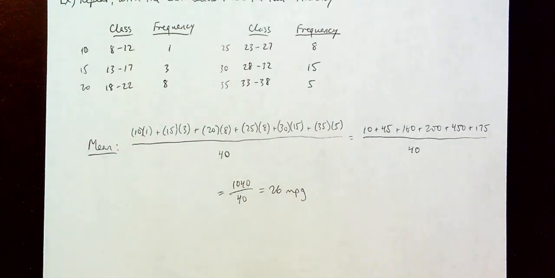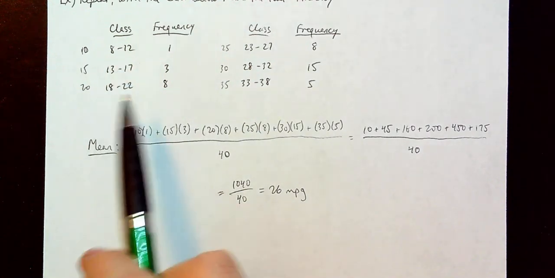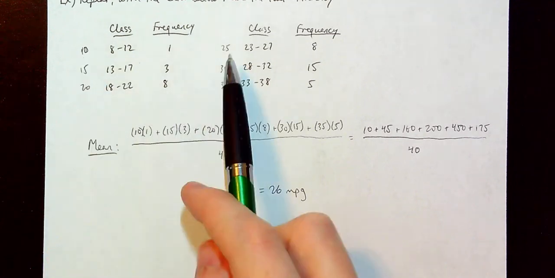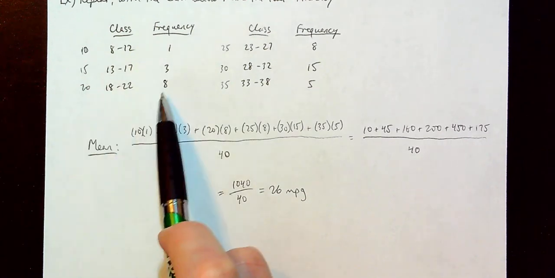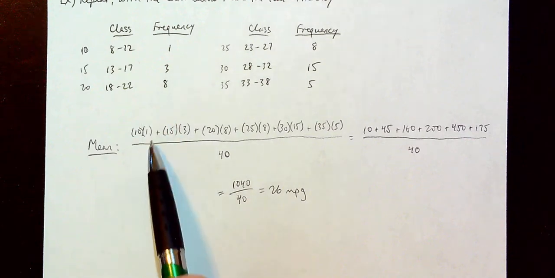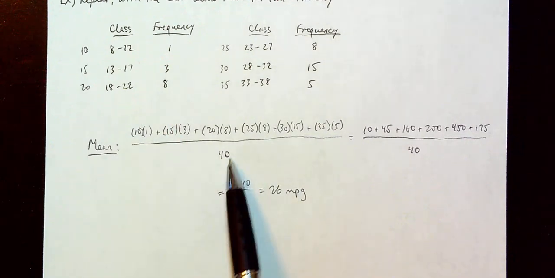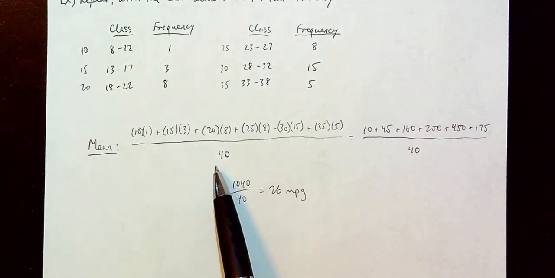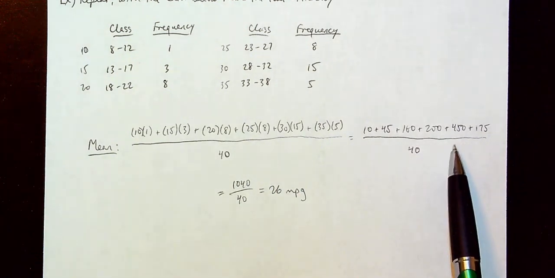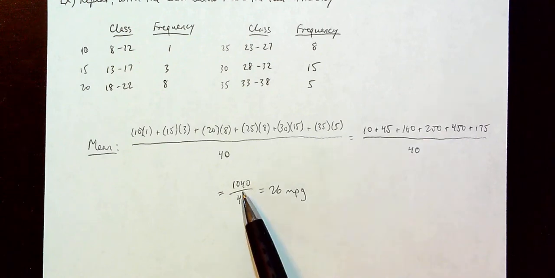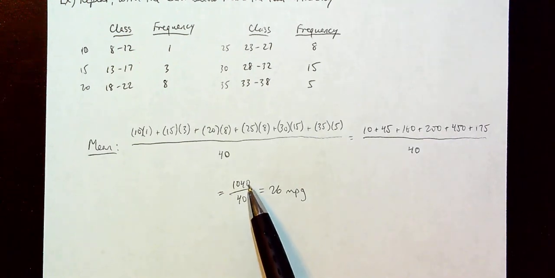All right, so here is what you should have gotten. Again, we took the midpoint of each class. The midpoints should have been 10, 15, 20, 25, 30, and 35. Multiply the midpoint of the class by the frequency for that class. That gets you this top part here. And I'm dividing by the sum of my frequencies, which is 40. Each of your products here are these numbers right here at the top. Add all those up, you get 1,040. And if you divide 1,040 by 40, then you get 26.